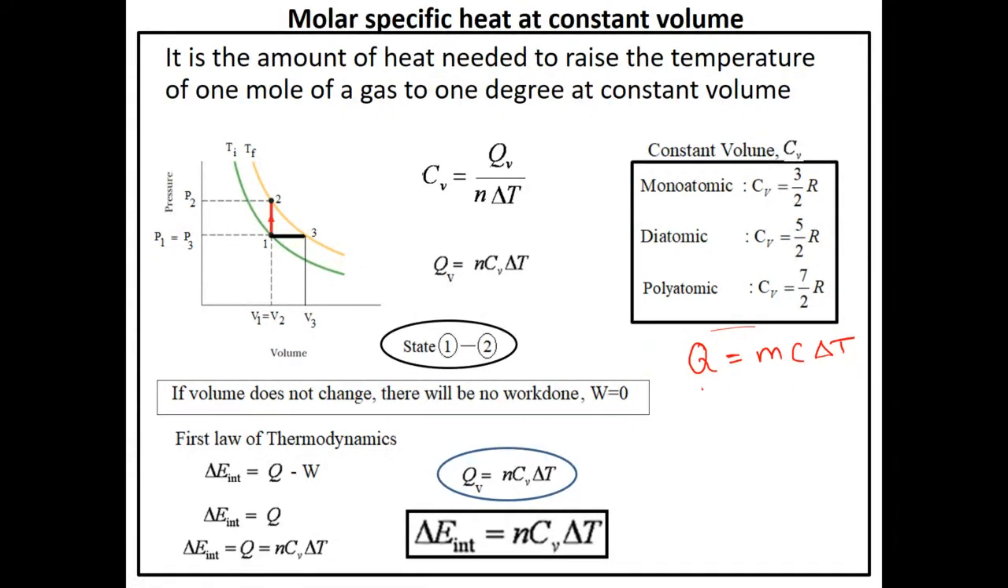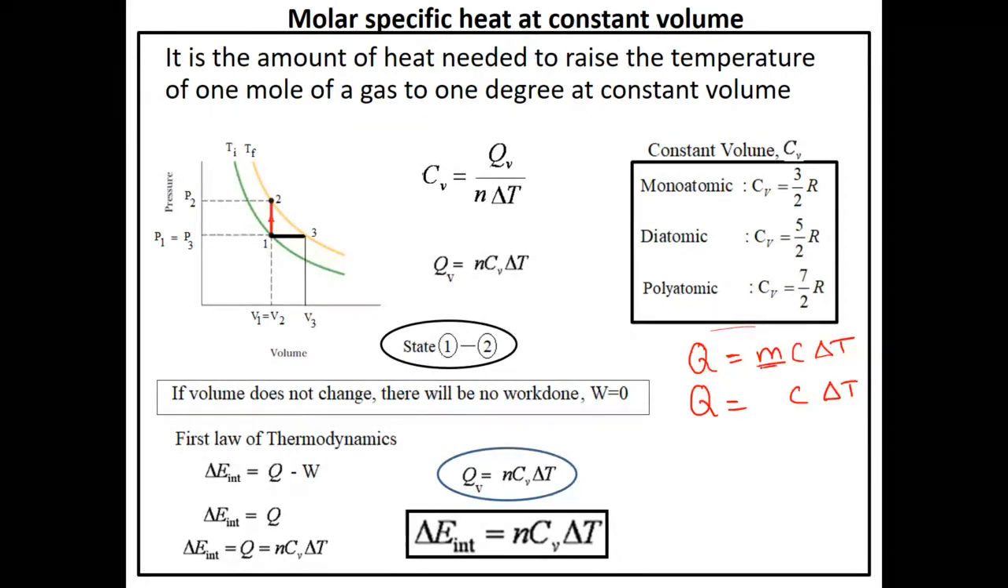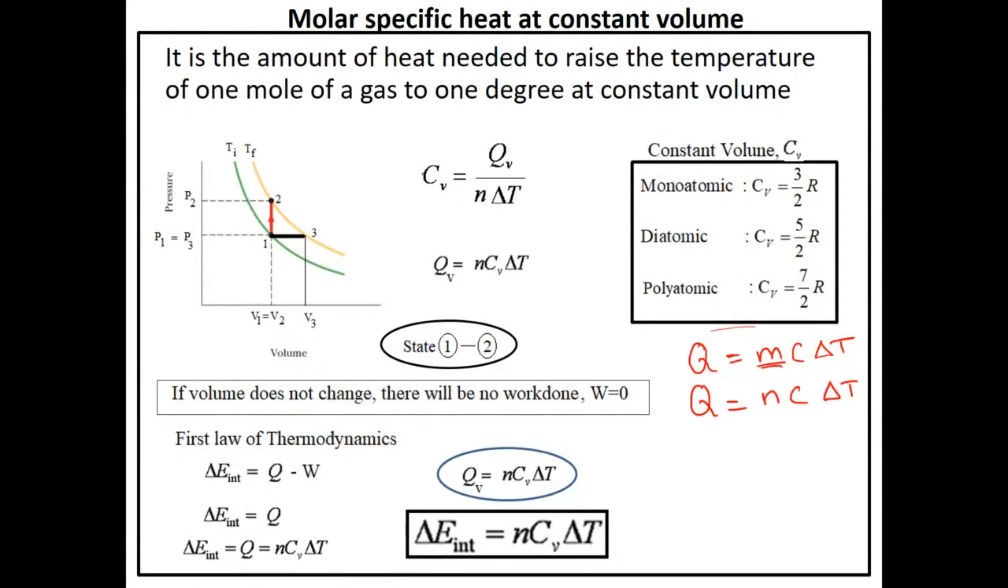Listen carefully. I am going to write the same formula for the gas, but I have to replace this m with small n, because the gas consists of n moles. The gas has n number of moles. You should not say the gas has mass; you have to say the gas has a number of moles.